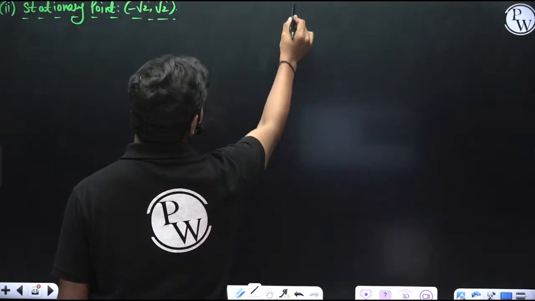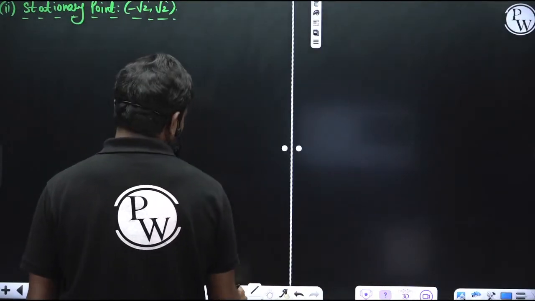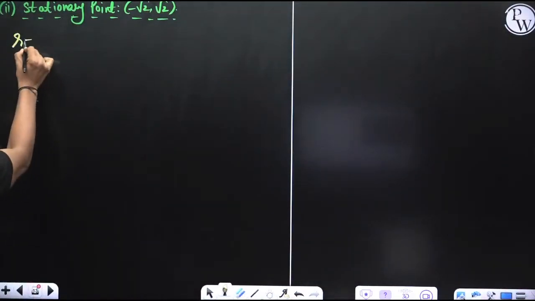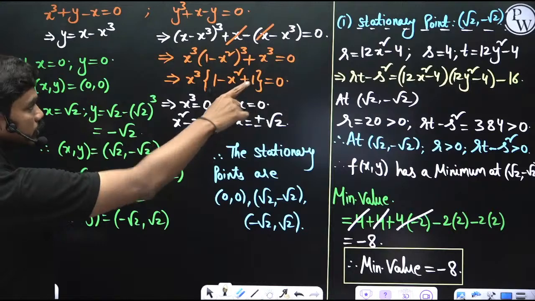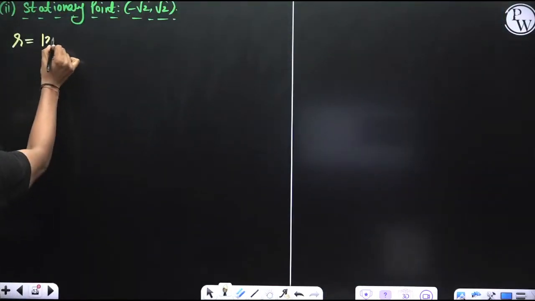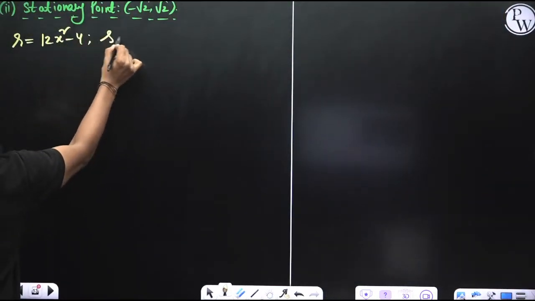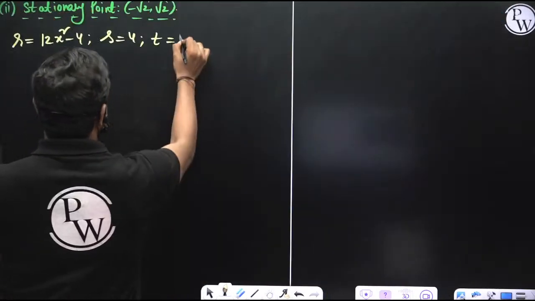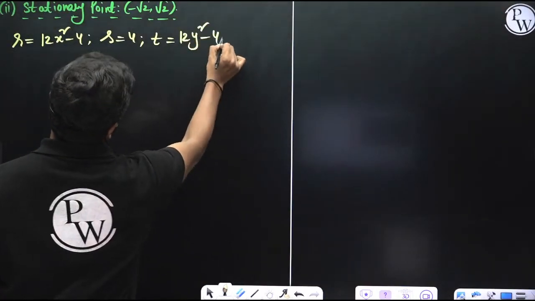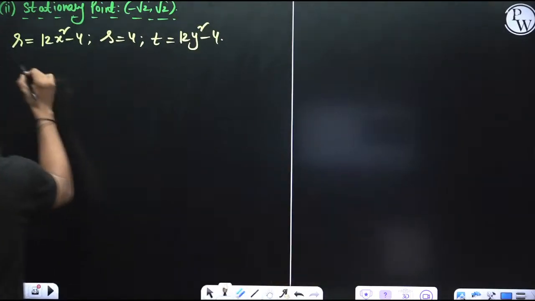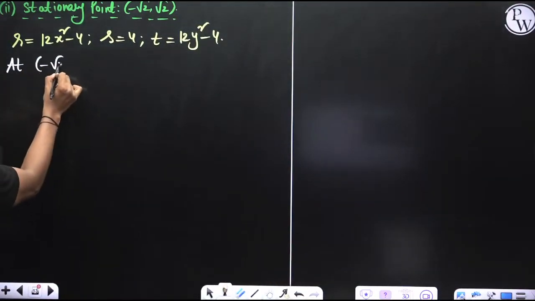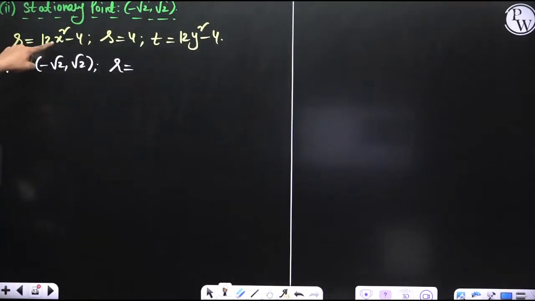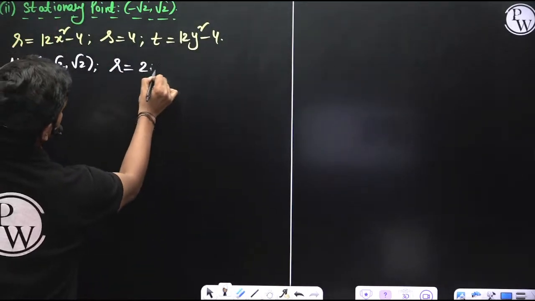So if you calculate this, we have the r value, which we have calculated, 12x square minus 4, s is equal to 4, and t is equal to 12y square minus 4. Now, what is r at this point? At minus square root of 2 comma root 2, if you put x equal to minus square root of 2 whole square, this is again 20, which is positive, of course.